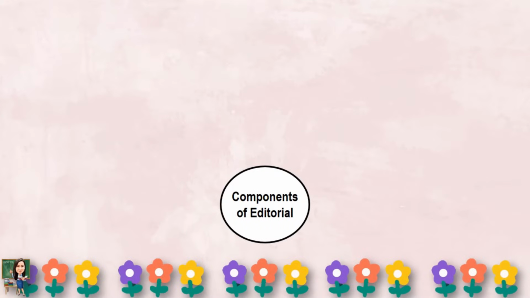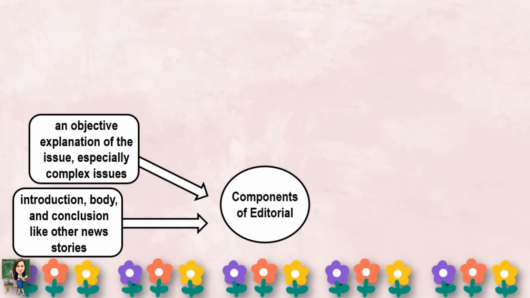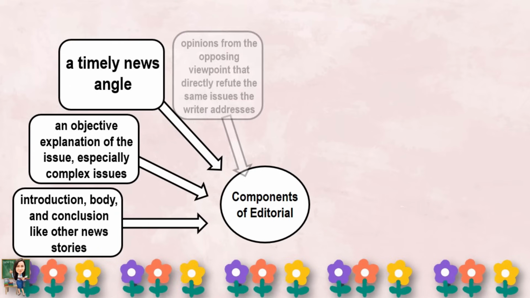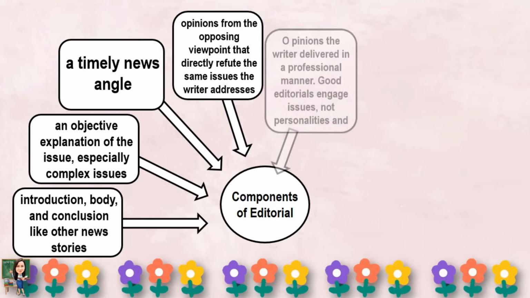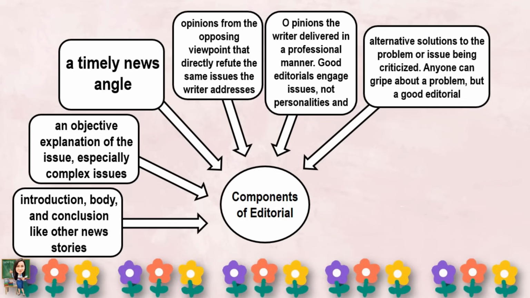There are components of an editorial: introduction, body, and conclusion like other news stories. An objective explanation of the issue, especially complex issues. A timely news angle. Opinions from the opposing viewpoint that directly refute the same issues the writer addresses. Opinions the writer delivered in a professional manner. Good editorials engage issues, not personalities, and offer alternative solutions to the problem or issue being criticized.